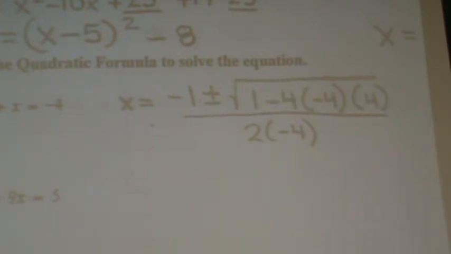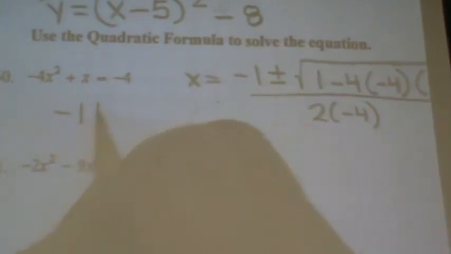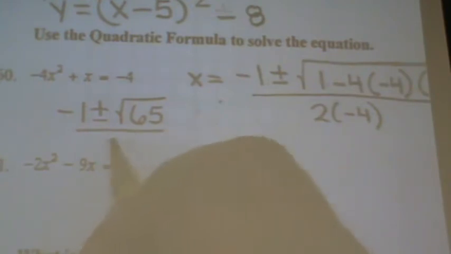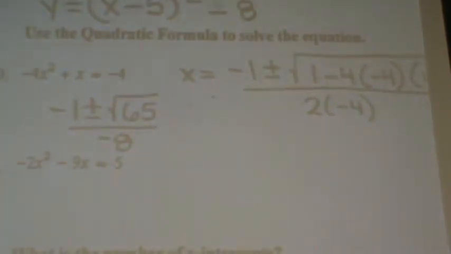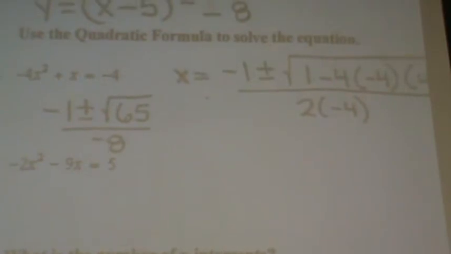Now let's clean this up. It's gonna be a positive 64 and 1 is 65, so the answer is -1 plus or minus root 65 over -8, and I don't think you can simplify 65. No. And number 61, it's the same.